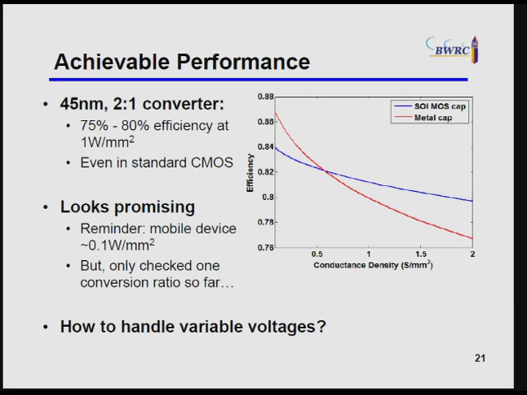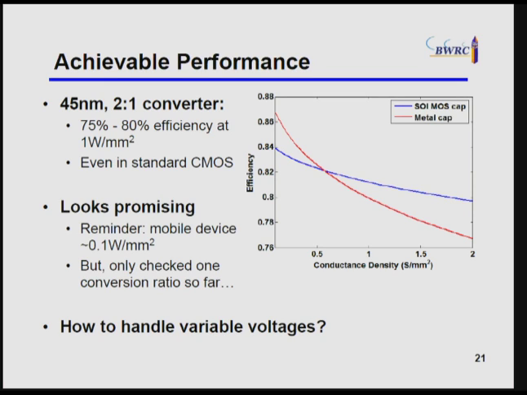So now here's where things start getting interesting from, let's say, the architectural standpoint. So if we just take some numbers from typical technologies, and in this case we took something like a 45 nanometer technology, and we look at a 2-to-1 step-down converter, then it looks like at this kind of roughly 1 watt per millimeter squared number, we can get something pretty close to about 80% efficiency or so. Okay? And again, this is in a completely standard CMOS technology.